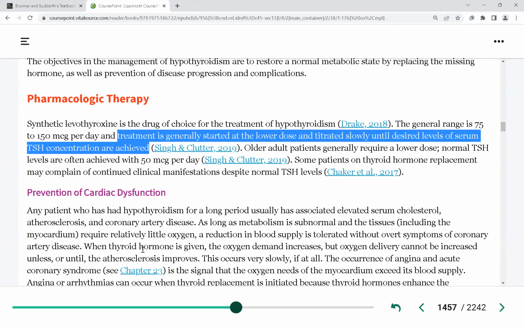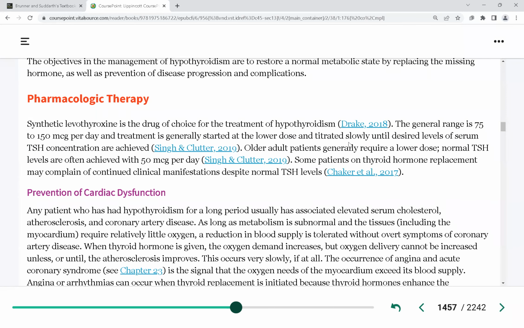Treatment is generally started at a lower dose and titrated slowly until desired levels of serum TSH concentration. Okay, so what do we mean by titrating again? Titrate is to increase... What's the better word? Because it doesn't just go one direction. Or decrease. Okay, so therefore, what's the correct word? Adjust. Okay, so the dose is adjusted depending on the patient's TSH.